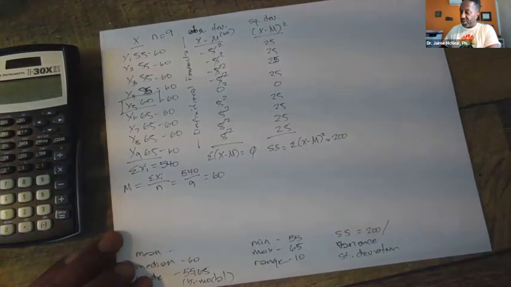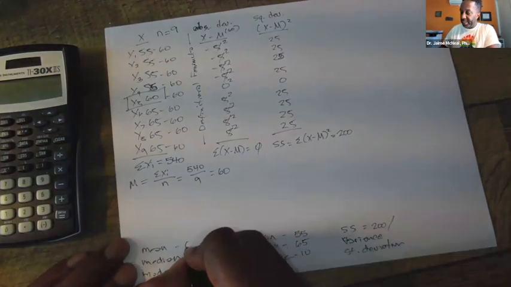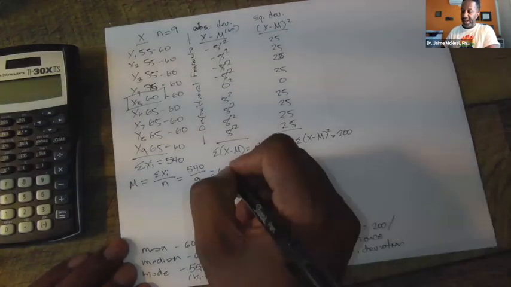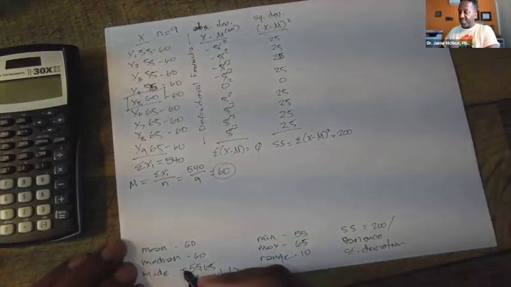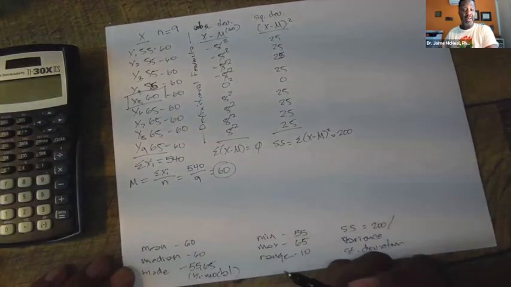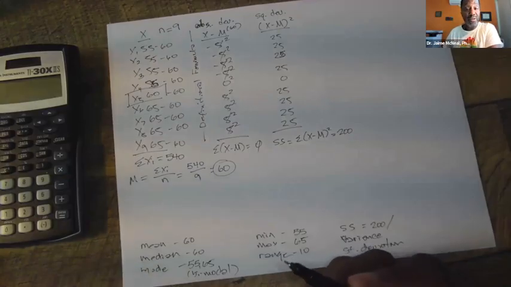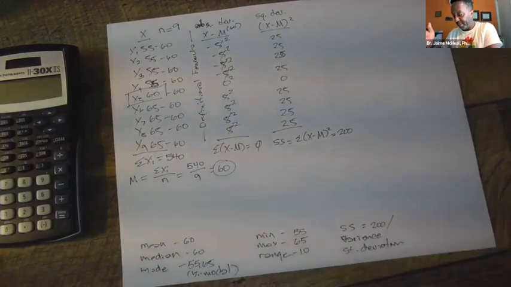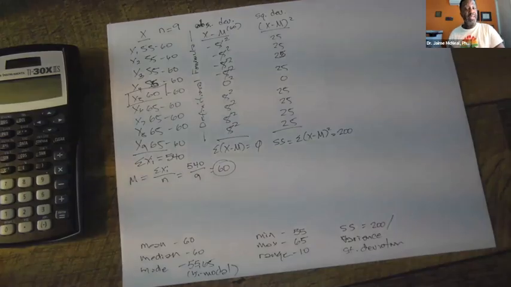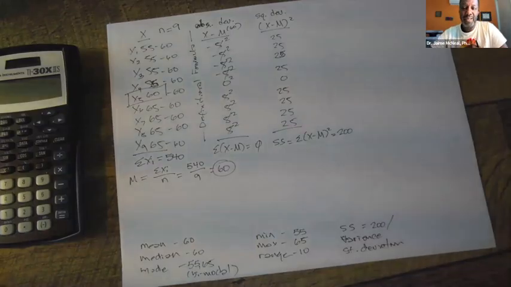We also know that the mean is 60. We just figured that out, right? So if the mean and the median are the same, then the data is symmetrical. If the mean is greater than the median, the data would be positively skewed. If the mean is less than the median, then it's negatively skewed.